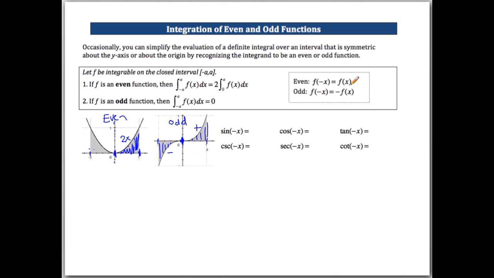Now again, to determine whether a function's even, remember, just substitute x with negative x, and then you're still going to get f of x. What I mean by that is if you plug in negative 1, f of negative 1, you're going to get the same thing as f of 1. For an odd function, if you plug in negative x, you're going to get negative f of x. So if you plug in negative 1, you're going to get the opposite of if you plugged in positive 1.